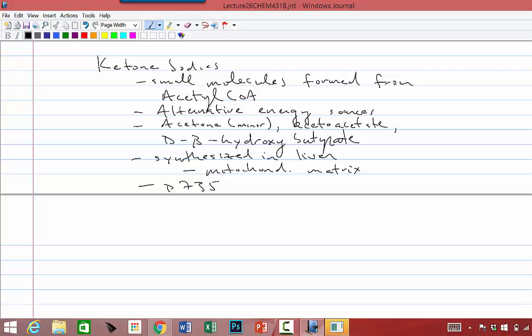And then this sort of weird reaction where succinyl-CoA contributes a CoA group onto the acetoacetate to make acetoacetyl-CoA. And then once the acetoacetyl-CoA is made, let me go ahead and draw this for you.